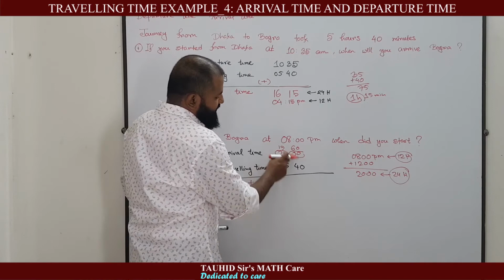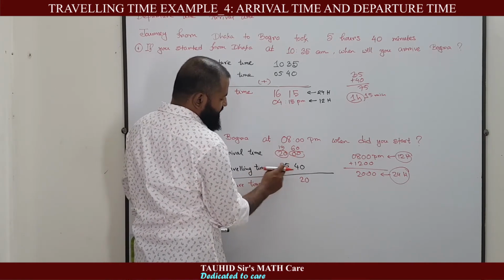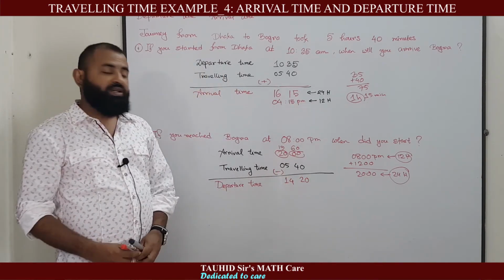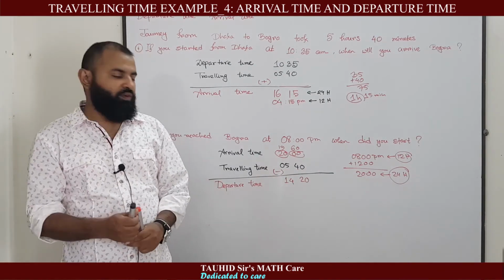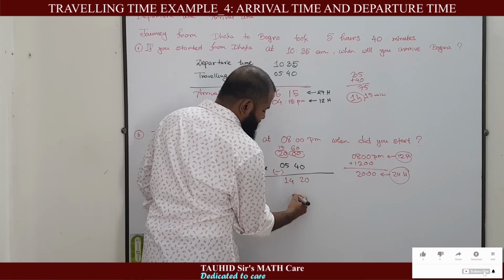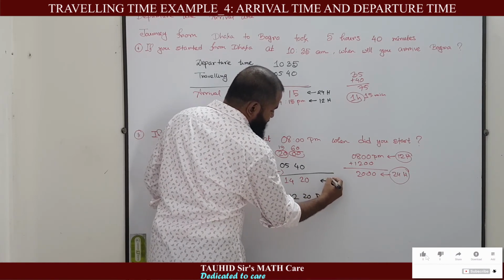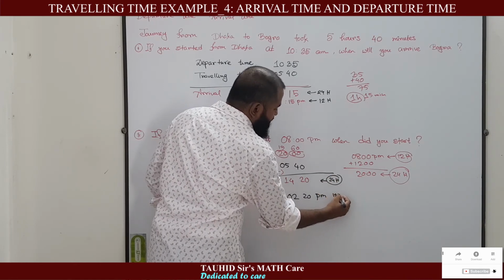So 60 minus 40 becomes 20. 19 minus 5 becomes 14. So the departure time was 14:20, or in 12-hour format we can write it, subtracting 12 hours, as 2:20 pm. This is 24-hour format, and this is 12-hour format.